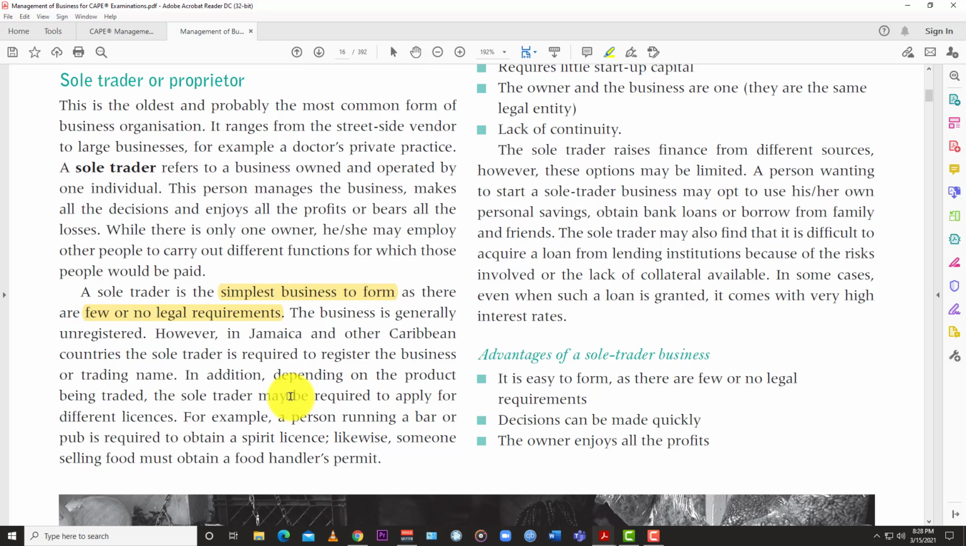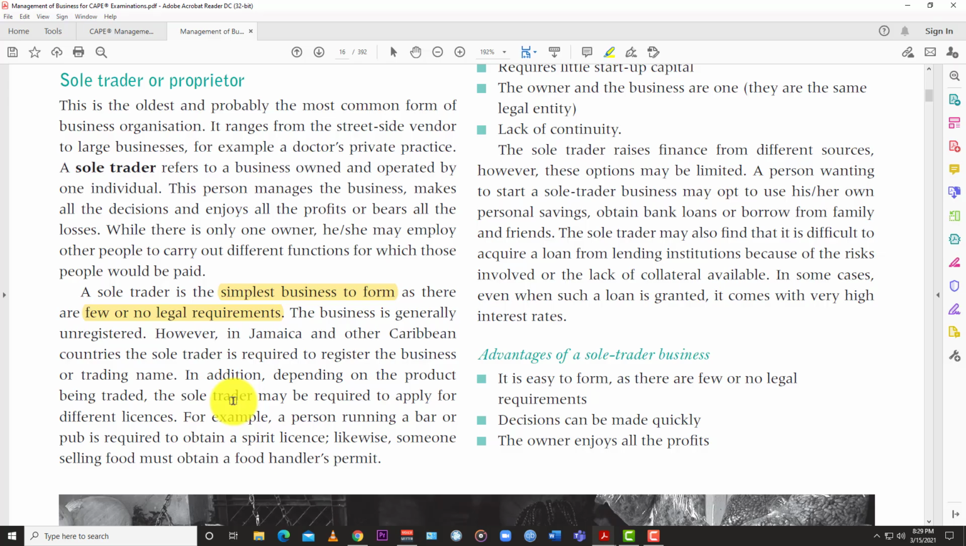But of course, sometimes you license your business to get certain advantages, right? For small businesses, small entrepreneurs. But for the most part, there are few or no legal requirements to start a sole trader or sole proprietor business. Of course, the nature of the business also affects whether you have legal requirements or not. For example, if you're a doctor or a lawyer working on your own, you still need a license to practice law or medicine. If you are running a restaurant or a bar, you still need a license to sell alcohol. So there are certain differences based on the nature of that sole trader business.